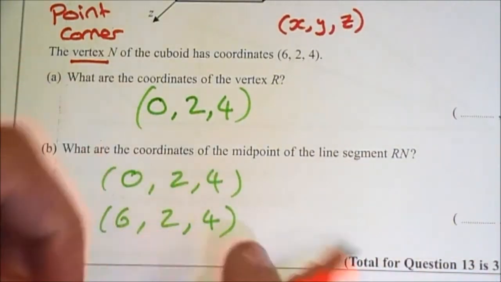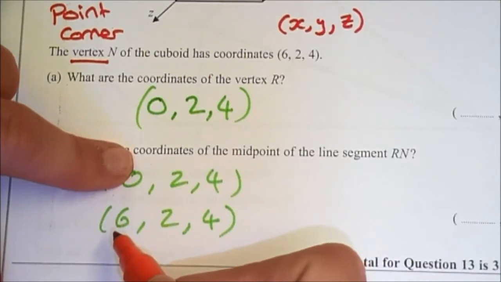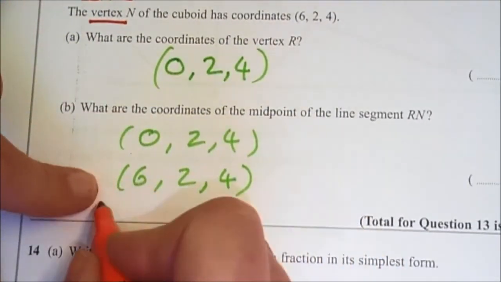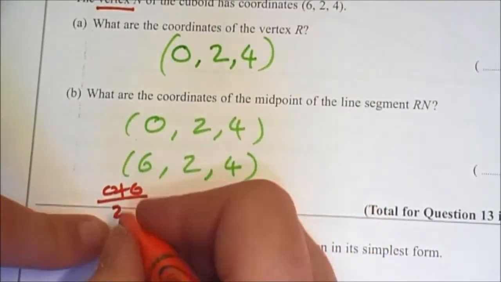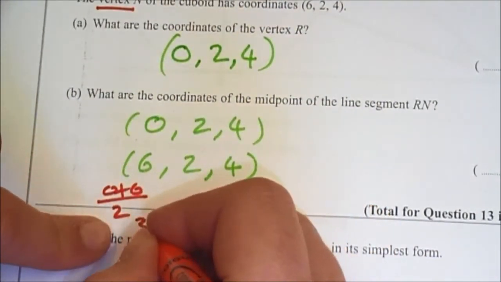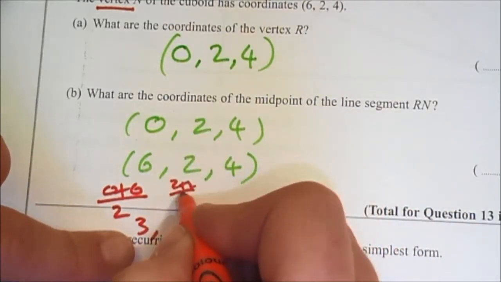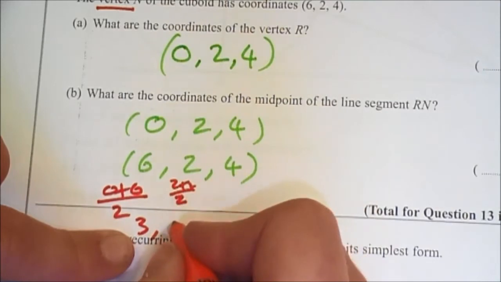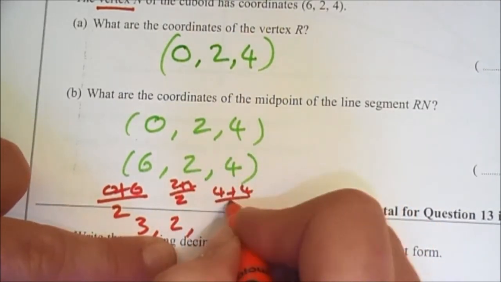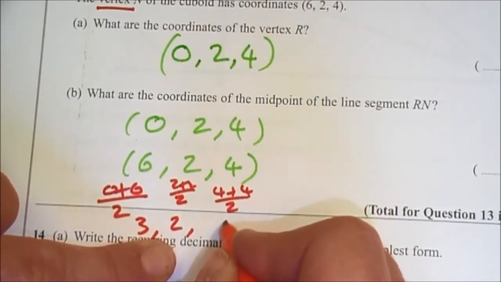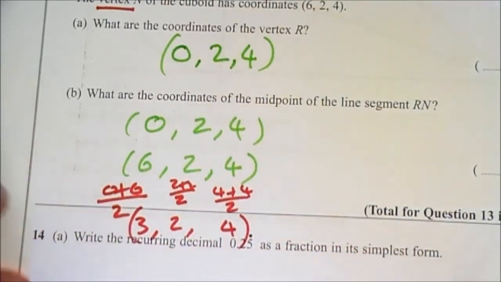So all I need to do to find the middle of any of these two points is add them together and divide by 2. So that will be 0 plus 6 divided by 2, which is 3. That's 2 plus 2 divided by 2, which equals 2. And that's 4 plus 4 divided by 2, which equals 4. So it's 3, 2, 4.